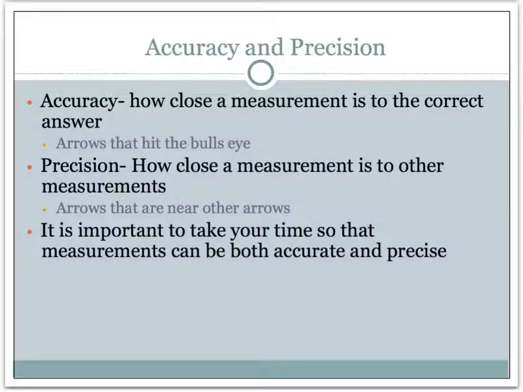The next topic in Math Boot Camp is accuracy and precision. Accuracy is defined as how close a measurement is to the correct answer, how close the arrows hit the bullseye. And precision is how close measurements are to other measurements, so how well is our grouping of arrows. It is important to take your time so that measurements can be both accurate and precise during laboratory experiments.